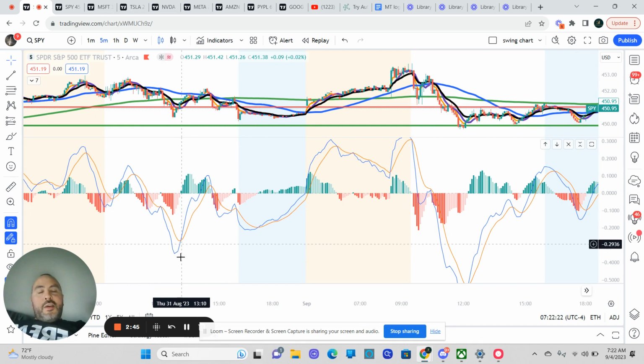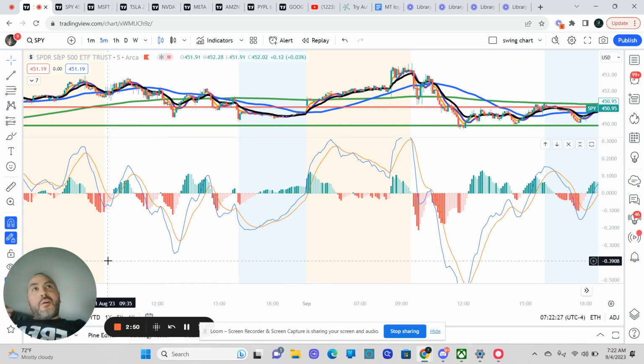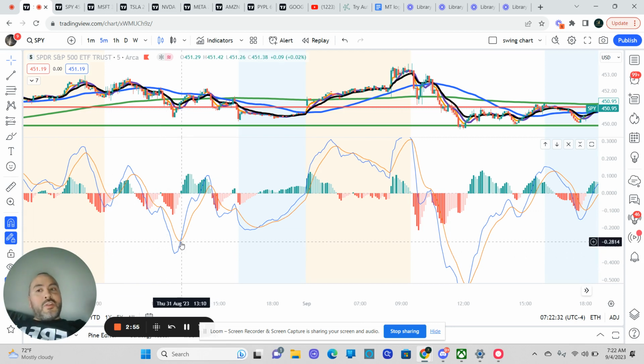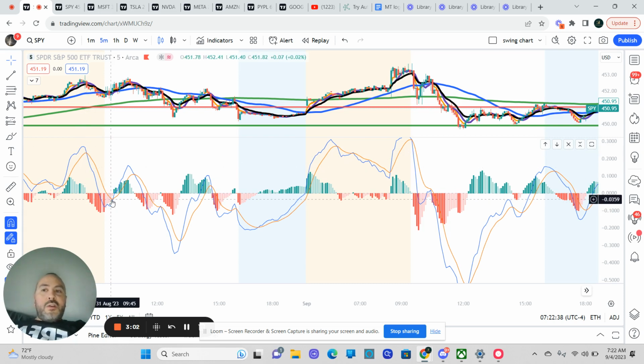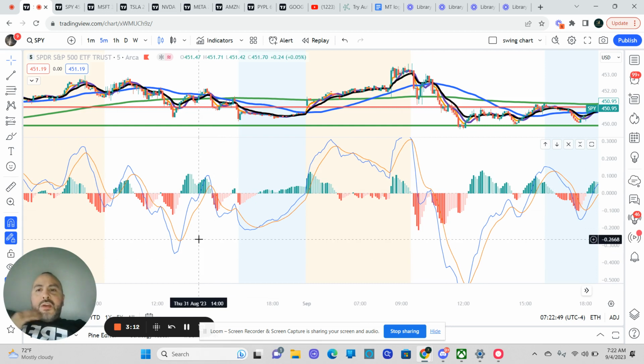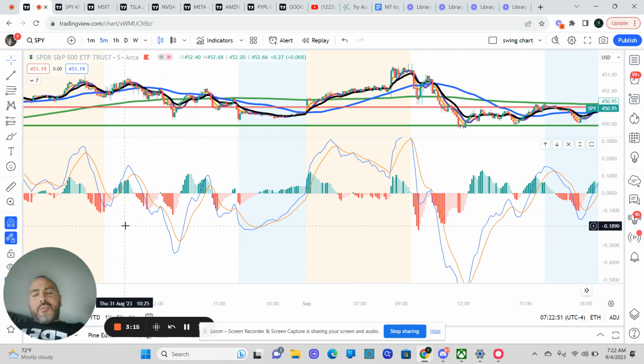And the second thing that you'll hear me talk about is I'll say the MACD is about to cross, or the MACD is crossing, or the MACD just crossed. And this is what I mean. When these two lines cross here, that's what we're looking for. These crosses, when the signal line and the MACD line cross. And why do we look for that? Well, let's look at the price action when that happens.